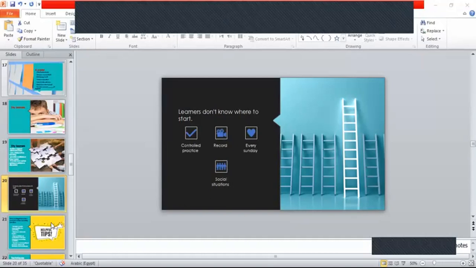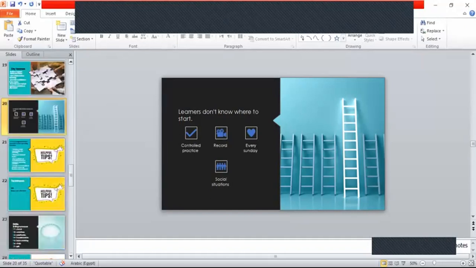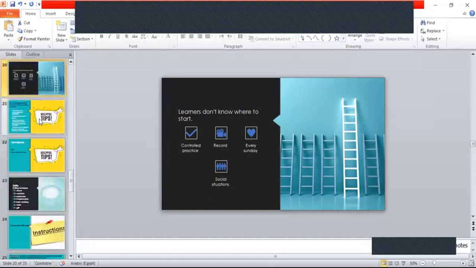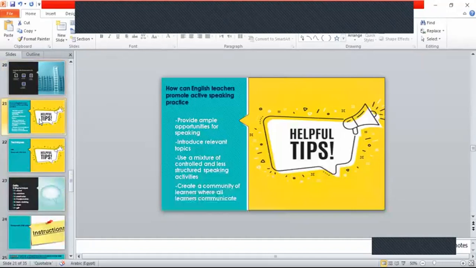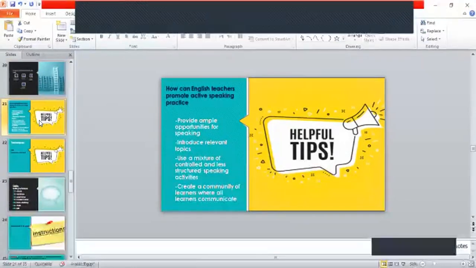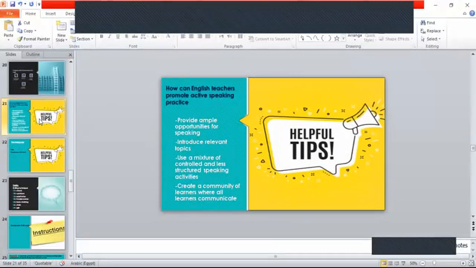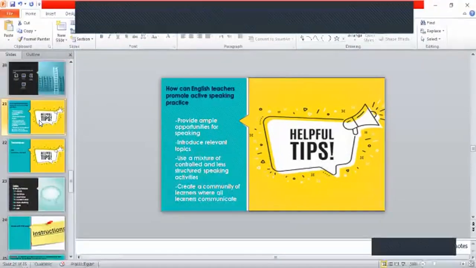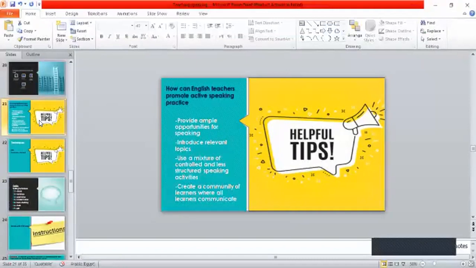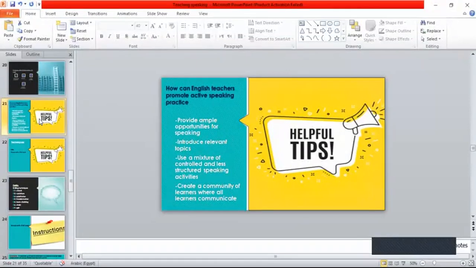No. Okay. This is all about my learners. What about the teacher? Okay. How can an English teacher promote active speaking practice? Number one, provide ample opportunities for speaking. Ample means many or large, a lot of opportunities.